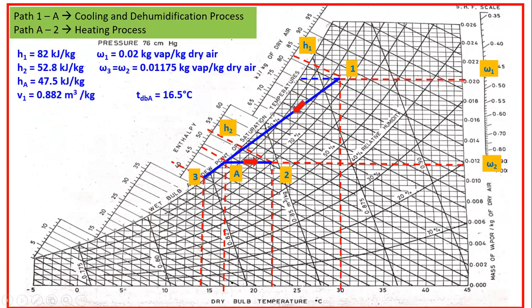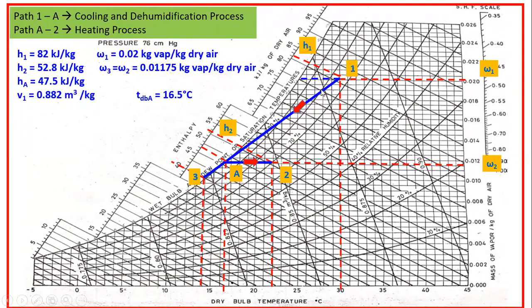Next, the final condition is 22 DBT and the RH is 70%. So go to the 70% RH line. So 22 DBT and 70% RH line. We take this point as number 2.